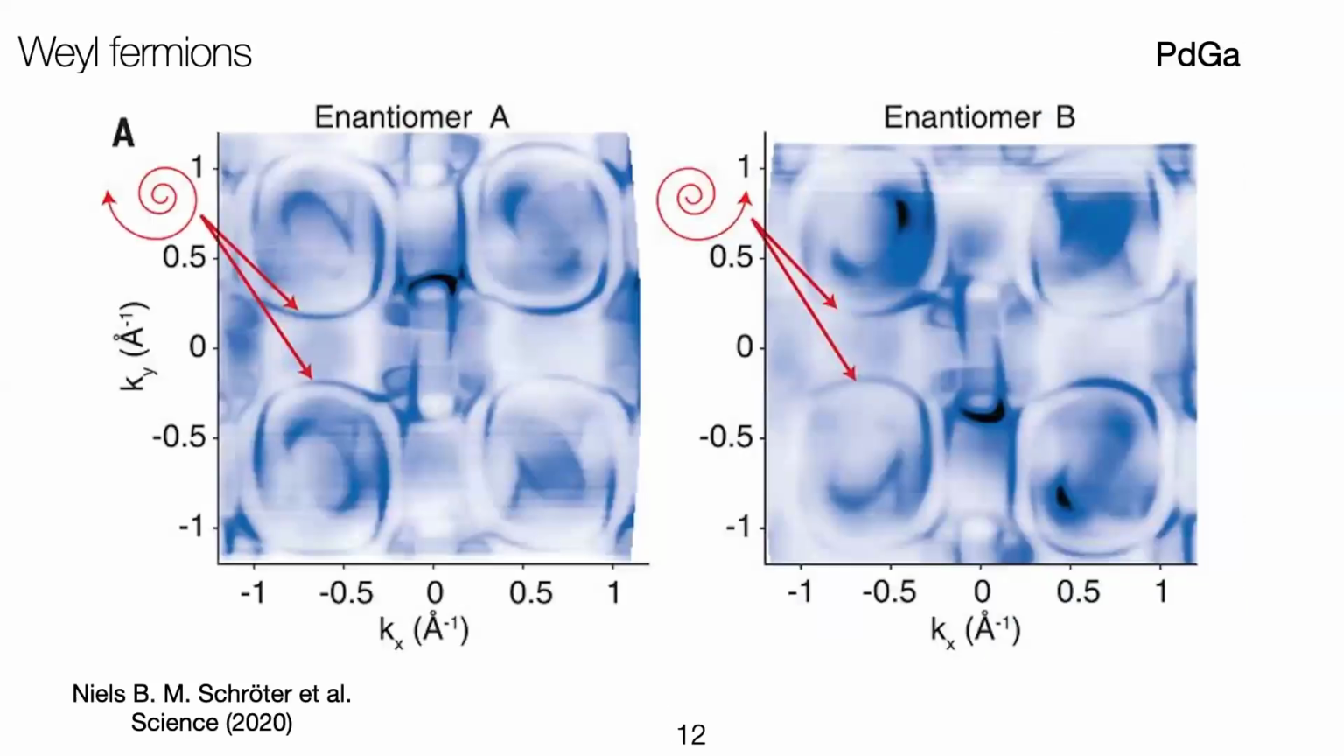And all this is not just fantasy. It has actually been observed experimentally. And these are some plots that I took from this very nice paper from Niels Schroeter. You can see that this is an ARPES plot of some fermions. And you see that you have these features that are winding in the opposite direction for the left enantiomer and the right enantiomer. This was just to motivate the fact that this actually exists and it's not just theoretical fantasy.